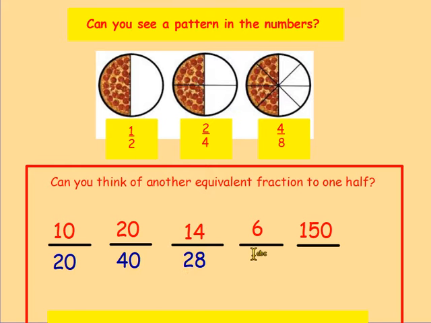This one here then, 6, well what's double 6? Double 6 is 12. What's double 150? Double 150, 100 is 200, 50 add 50 is 100, 200 add 100 is 300. Okay, so all of these are equivalent to 1/2.